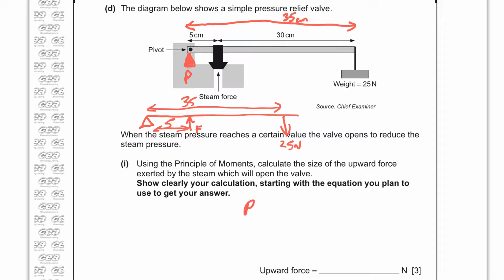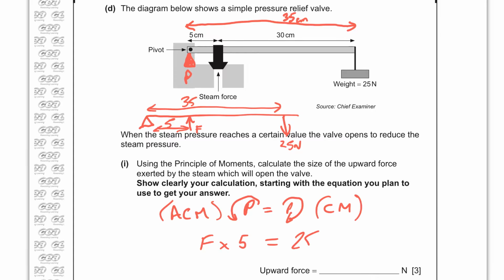So if I've got a pivot there, then the anti-clockwise moment about that pivot has to equal the clockwise moment about that pivot, and you can also write that as ACM equal to CM if you wanted. And the anti-clockwise moment is the steam force times the 5. That's the thing trying to turn it anti-clockwise. And the clockwise moment is the 25 newtons times the 35 centimeters that it is from the pivot. And then we just solve that. F's going to be 25 times 35 over 5. And that comes out to be 175 newtons.